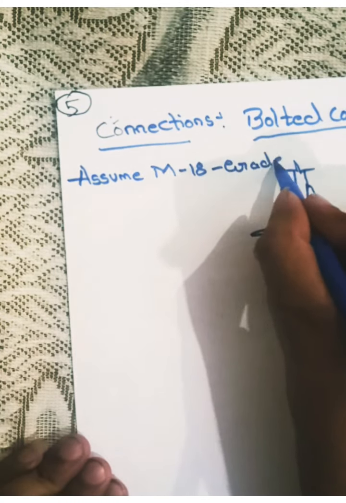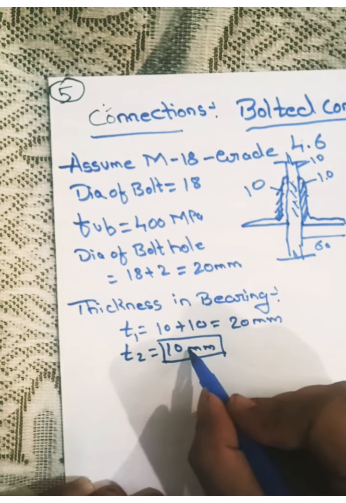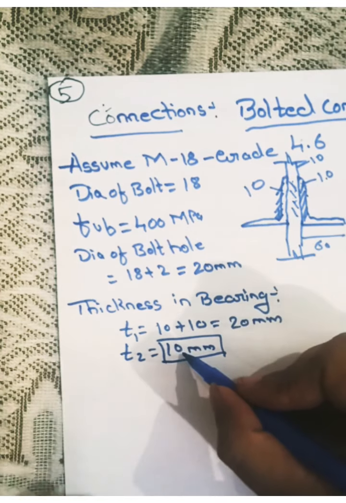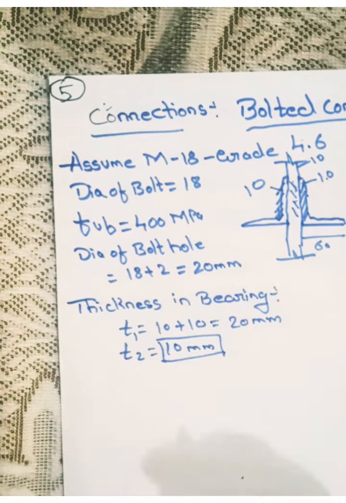One more, let me call it as T1 and T2. For the gusset plate it is 10 mm. So this is the critical one. This one will fail first. So we have to consider this thickness in the design in case of bearing.